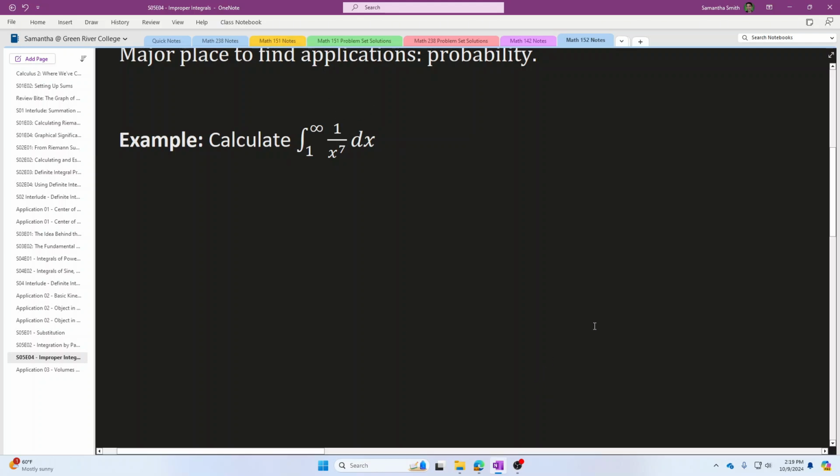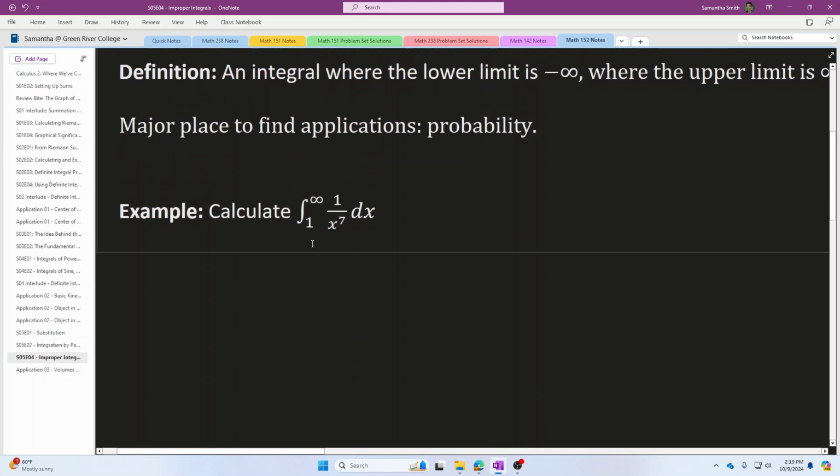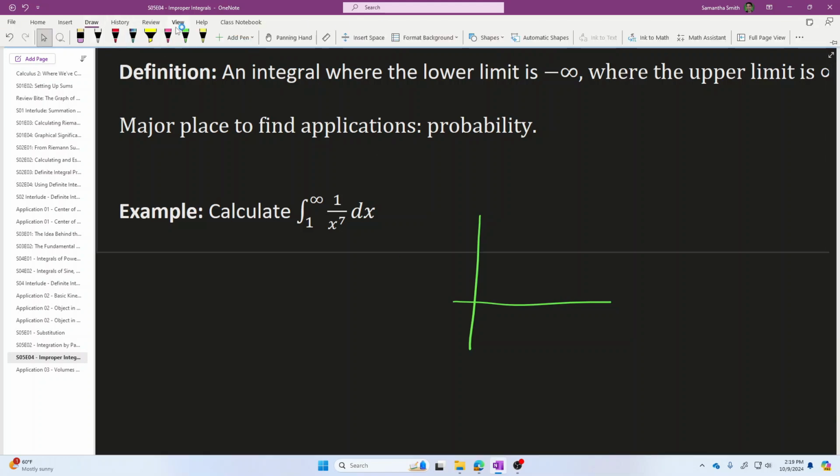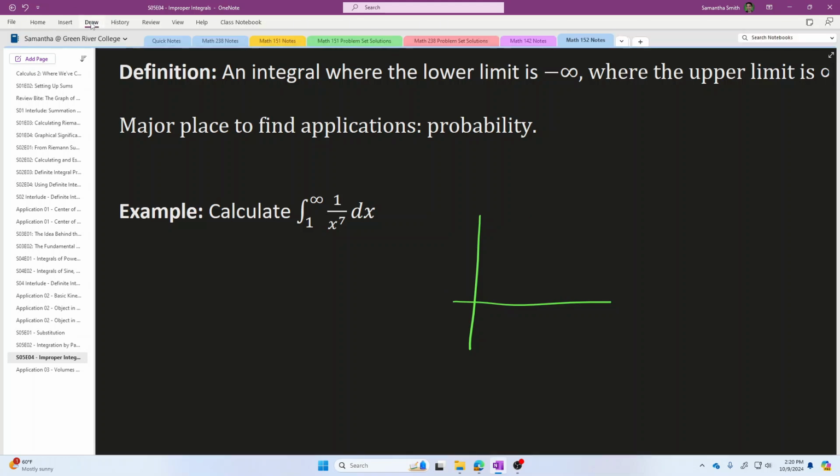Now, when you're looking at an improper integral like this, where one of the limits of integration is positive or negative infinity, graphically you can think about it this way. We remember that the definite integral captured the area under a curve. And the limits of integration told us the first and final x values for which that net area was being measured. But the graph of the function 1 over x to the 7th extends infinitely to the right.